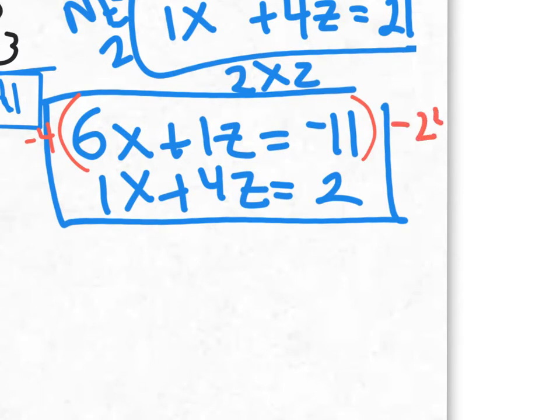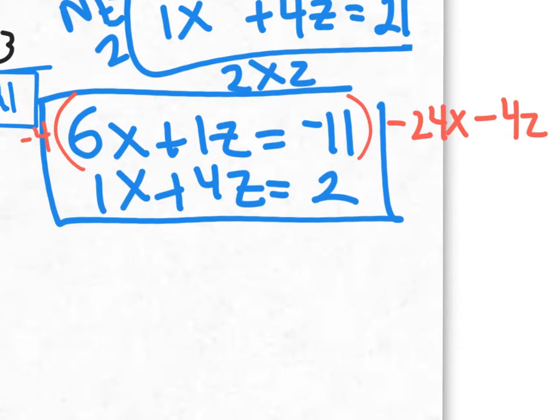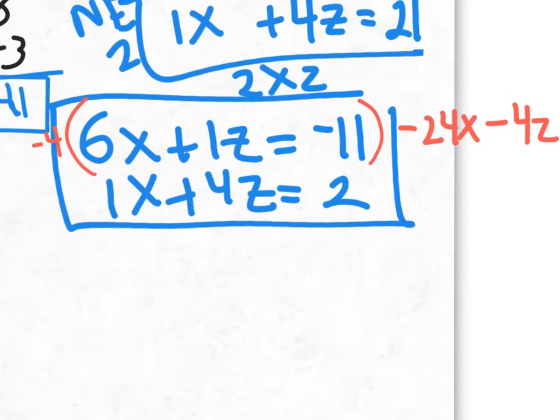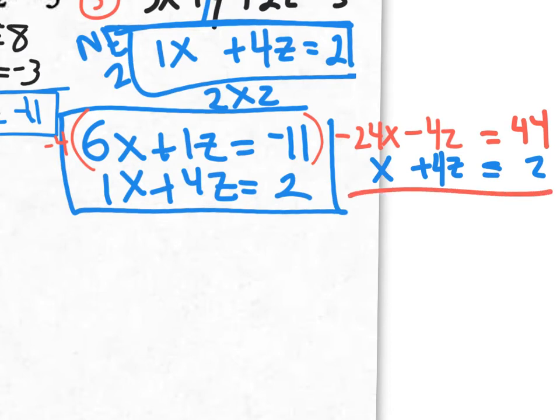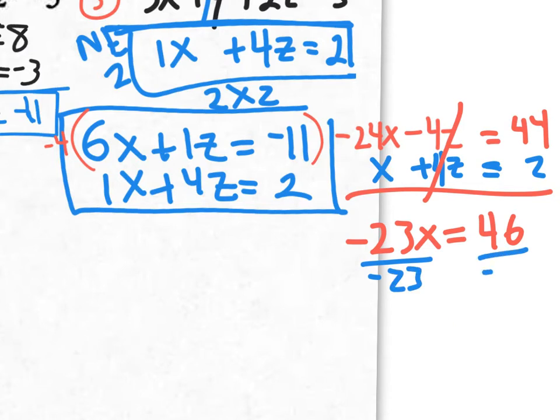That's going to be negative 24x. That's going to be negative 4z. And if I multiply by negative 4, that's going to be positive 44 at the very end, equals 44. Now on the bottom, we're going to leave it the same. We have 1x, plus 4z, equals 2. So when I combine the lines here, the z's cancel. I end up with negative 23x equals 46. Now if I divide both sides by negative 23, I end up with x equals negative 2.